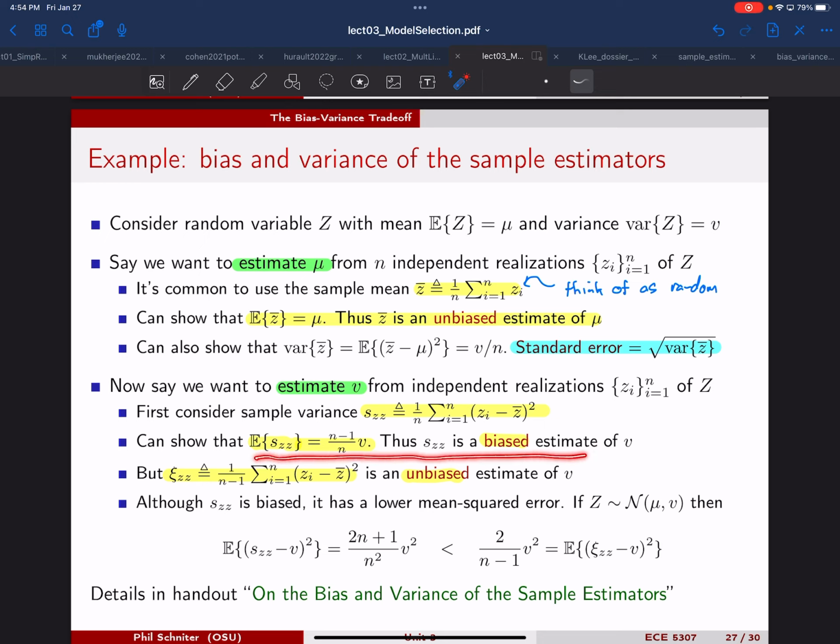So that's the trade-off. This guy has a bias, a high bias, which is bad, but a low variance. This other guy has a low bias, but a higher variance. And when you put them together in mean squared error, you actually find that the first one, the biased one, wins. So again, which one you use depends on what you care about. If you really care about mean squared error, use the biased one. If you really care about bias itself, use the unbiased one.